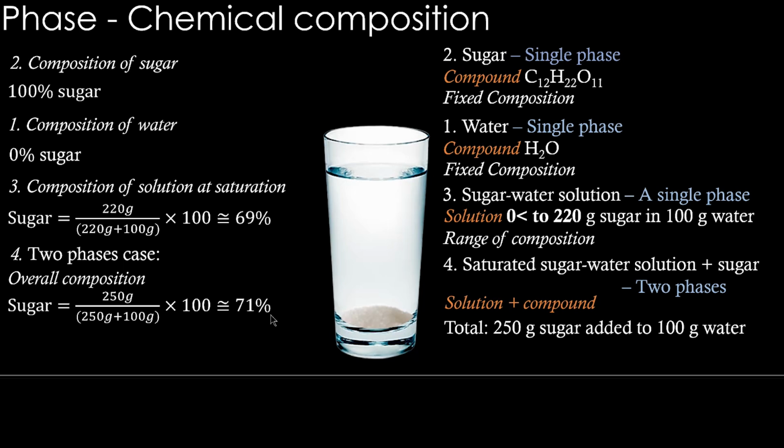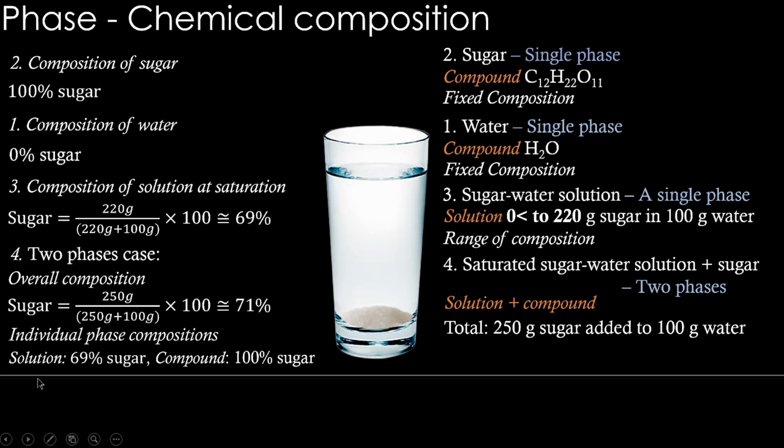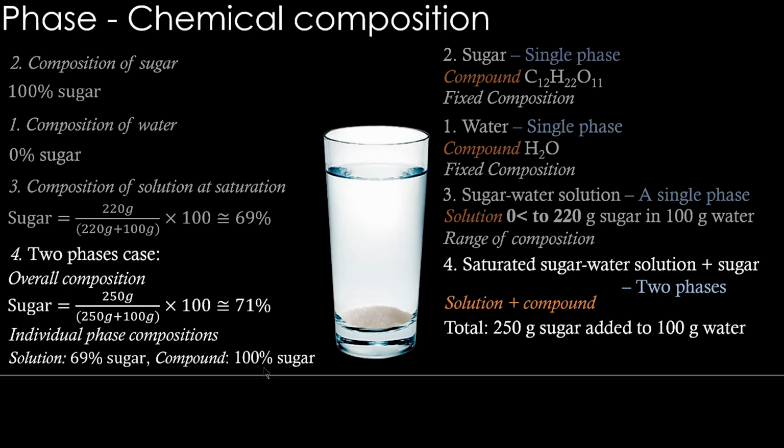But it has two phases inside that. Individual phase compositions we can find out. For the solution which is saturated, we have 69% sugar in that. We have calculated it here. So we have the saturated solution when we have two phases. One phase is a saturated solution, so its composition is 69% sugar. And the precipitated sugar is nothing but 100% sugar. So this is the composition of individual phases.